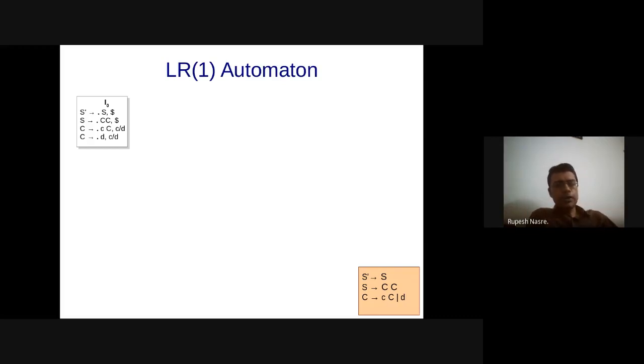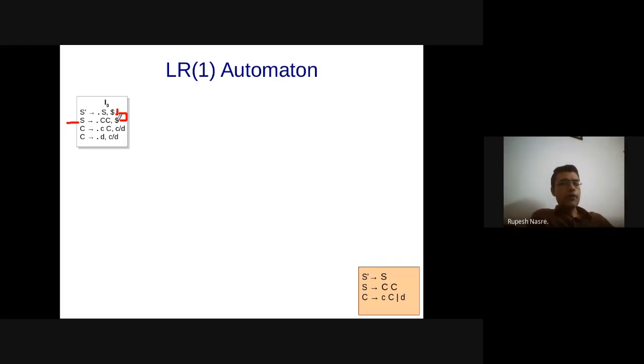Okay, let me go over it just quickly once. So we are saying that S prime derives .S, this is your kernel item, with dollar as the lookahead. So that part is okay. Now S derives .CC here, with again dollar as the lookahead. Where is the dollar coming into the picture? If .CC reduces to S, then dollar should be the lookahead symbol. That is what we derive from the kernel item in the non-kernel item.